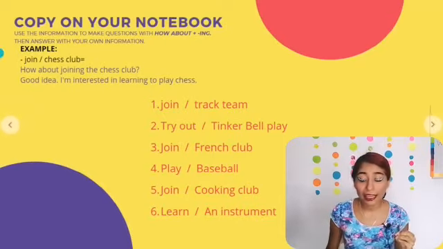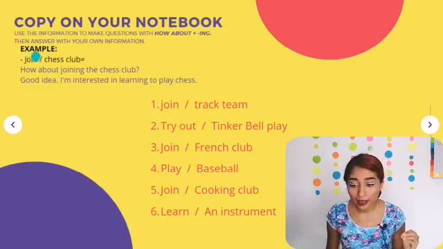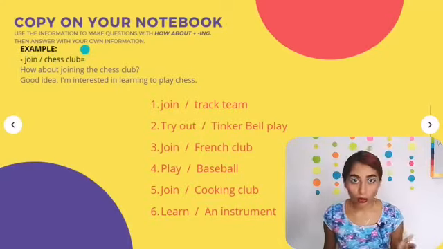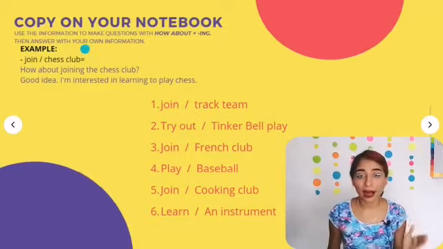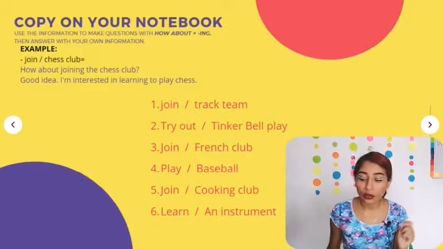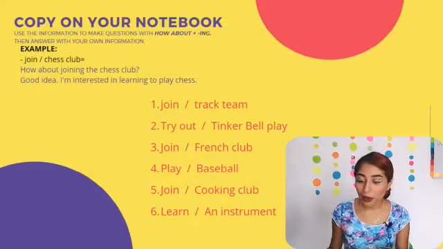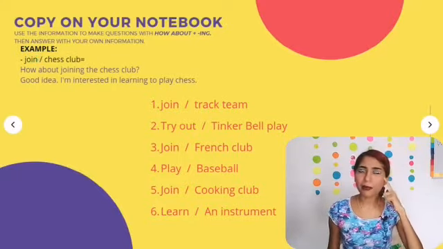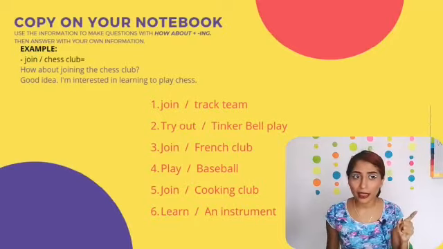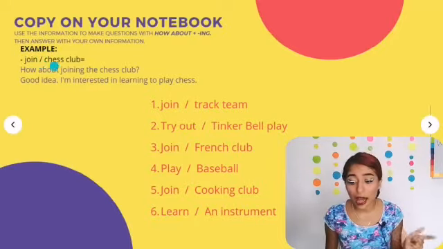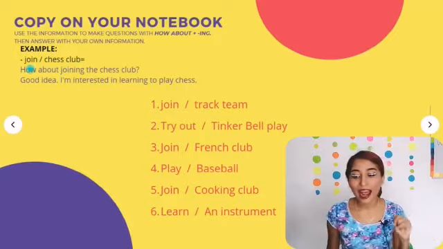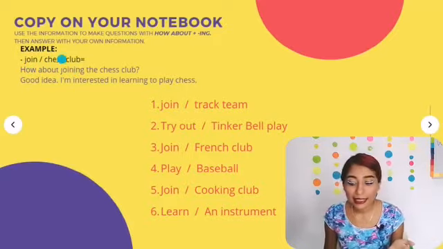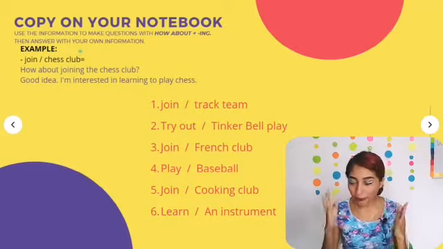Okay, I'm only giving you the verb join and the complement chess club, but as you know, your questions need to start by how about. So you add how about, and then I'm going to use join. But I remember join needs to be in gerund because it's next to how about. So I will say how about joining, and the last thing, the chess club. Okay?